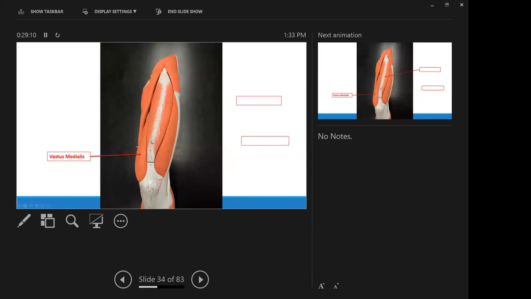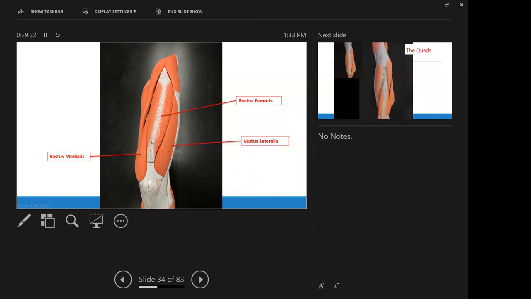Okay, let's move to the upper leg. These are the quadricep muscles. There are 4 of them. The quadriceps, or quads, consist of 3 muscles that have the same first name: the vastus medialis, the vastus intermedius, and the vastus lateralis.